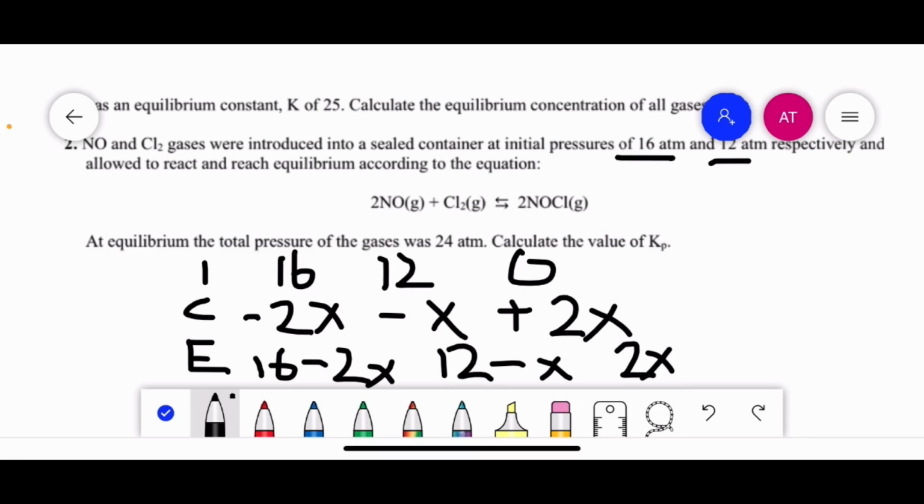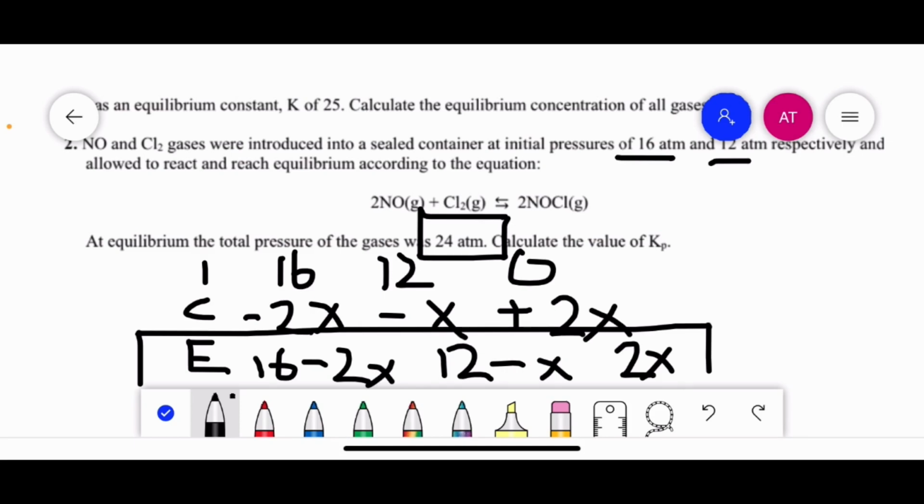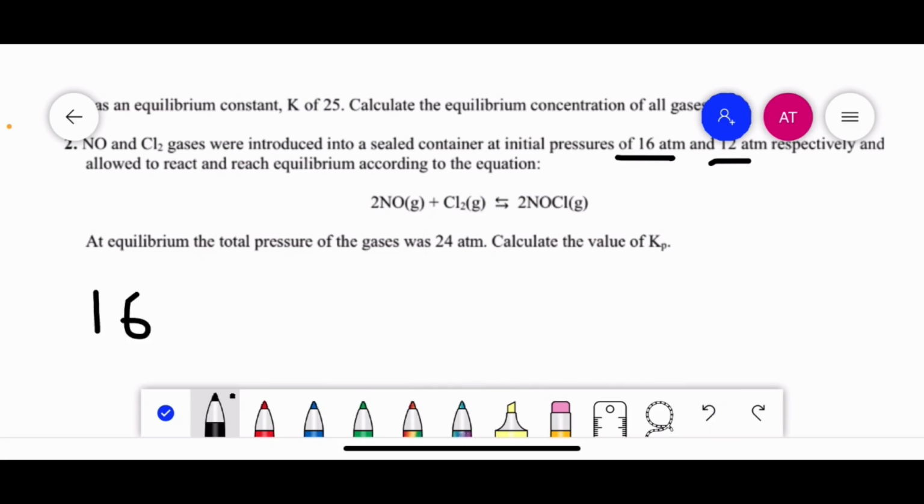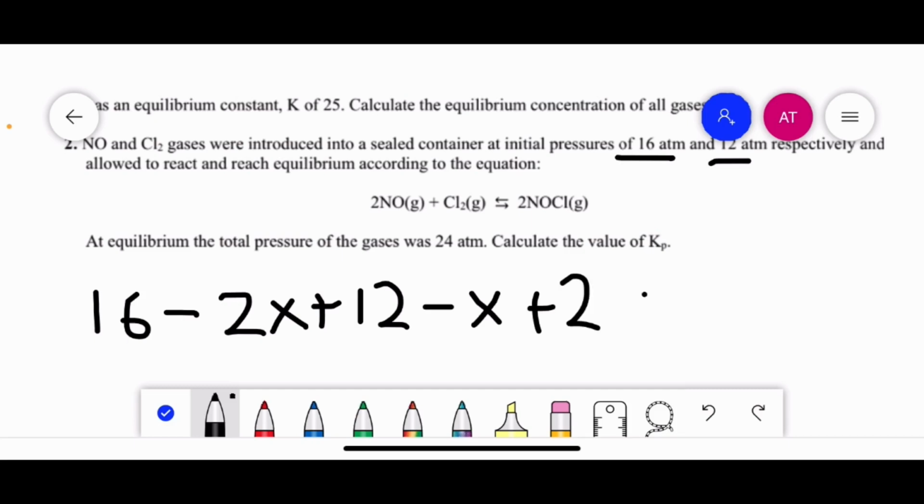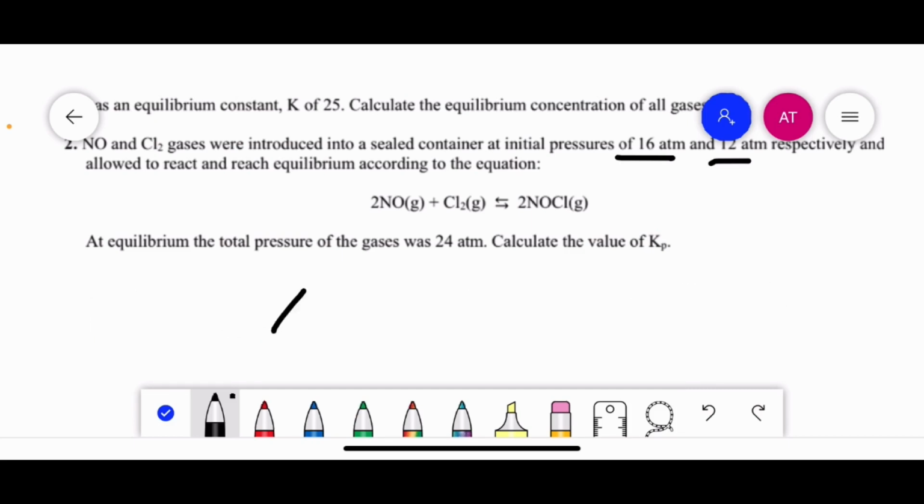Now they mention that the total pressure at equilibrium is 24 atmospheres. That means that all of this should add up to 24. 16 minus 2x plus 12 minus x plus 2x is equal to 24, which means that x is equal to 4 atmospheres.